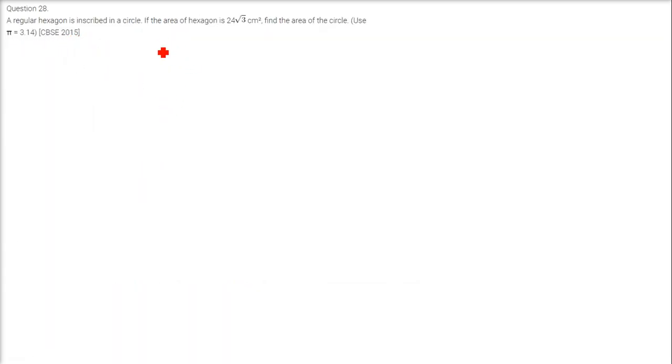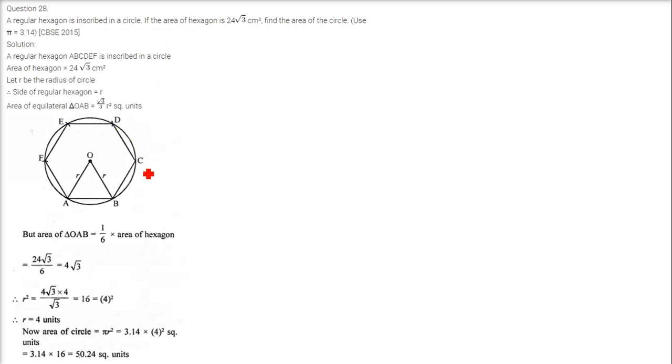A regular hexagon is inscribed in a circle. So we have a regular hexagon inscribed in a circle. A hexagon has 6 sides, hex meaning 6, and all the angles are also the same. If you join these, there will be 6 triangles, 1 2 3 4 5 6, of equal area. They are symmetric and congruent.